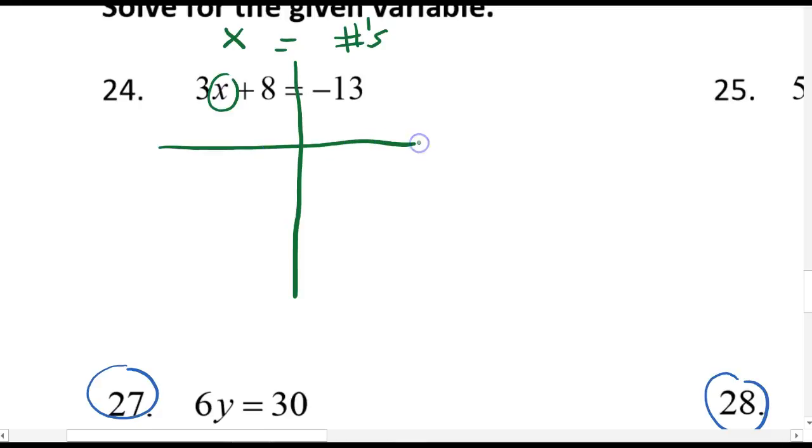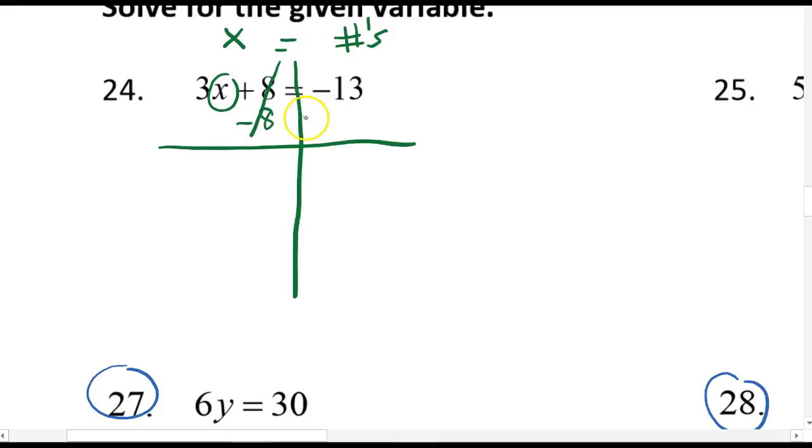Then I draw another line here, because we want all the terms that have x over here on the left side of the equal sign, and all the other numbers over here. On this side, we have two terms, and one of them is not an x term. That's the 8. So that's the term that I want to be removed. In order to remove it, I need to make it 0. To do that, I subtract it from itself, because it's a positive 8. So if I subtract it from itself, it goes away and it makes 0.